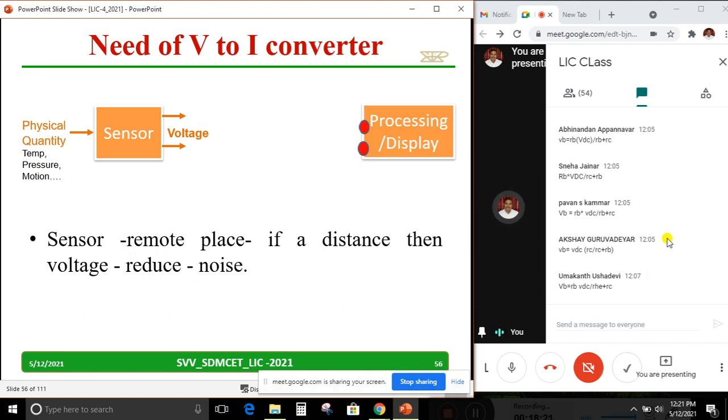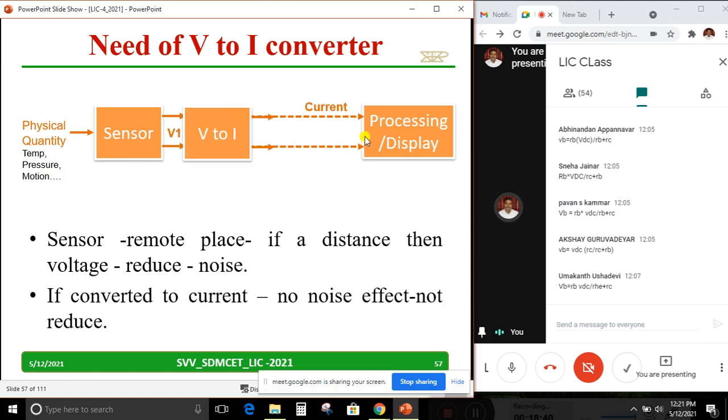Voltage to current converter? Okay, let me go to the next slide. The same slides I used in the videos also, which I have uploaded. When sensor output is V1, when I connect directly to the processing or display unit, which is far away from the sensor, it will never be V1. It will be reduced.